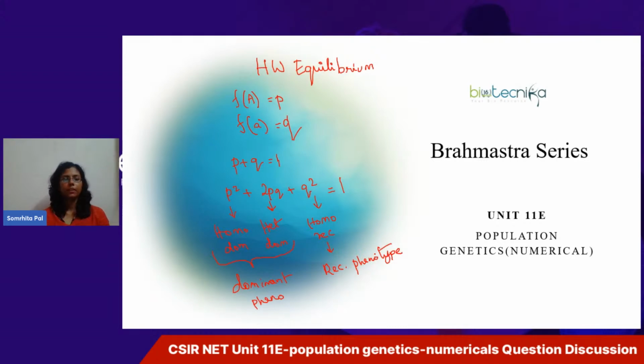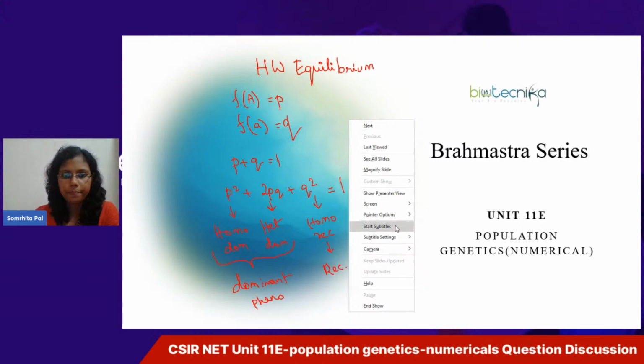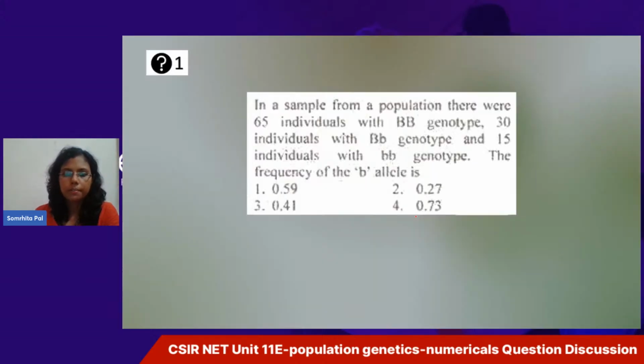Okay. So these are the formulas that we will be exploring in today's session. To start with the first question.